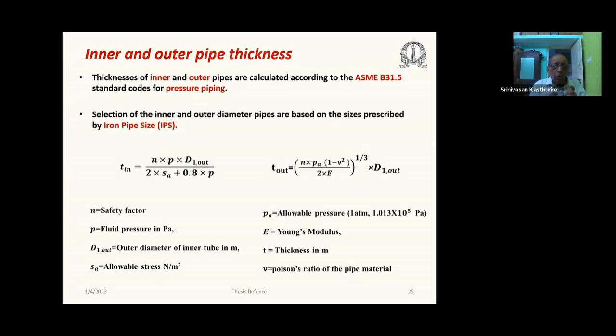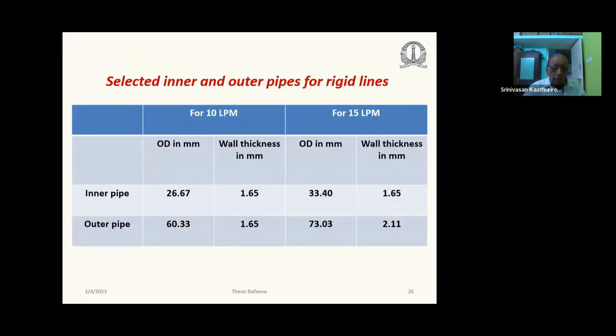Okay. So for the inner pipe, you have determined the wall thickness. For the outer pipe, you have determined the wall thickness. So you select the pipes accordingly. I have done the job here for a 10 liter flow rate, then a 15 liter flow rate. You have an inner pipe which is 26.67 millimeters in diameter, and wall thickness is 1.65 mm, whereas the outer pipe is 60.33 mm in diameter and 1.65 mm wall thickness. So this is the wall thickness that has been chosen in this case.